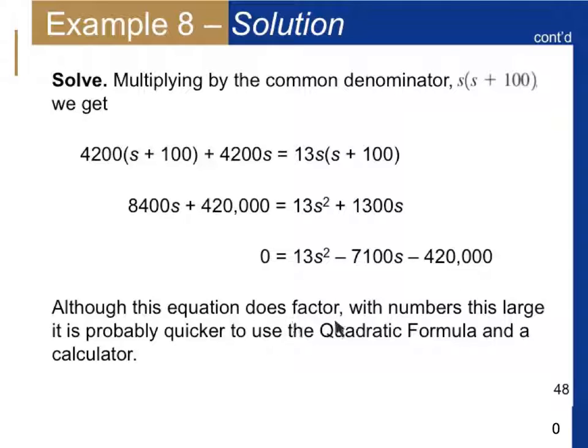Now we can actually factor this, but that's going to be a lot of work to figure out how to factor, so we don't worry about that. We'll just go straight to the quadratic formula. Here our A is 13, our B is minus 7100, and our C is minus 420,000. Even though we can factor this, meaning S will end up being an integer, or at least a rational number, we're not going to worry about that. We'll just use the quadratic formula.